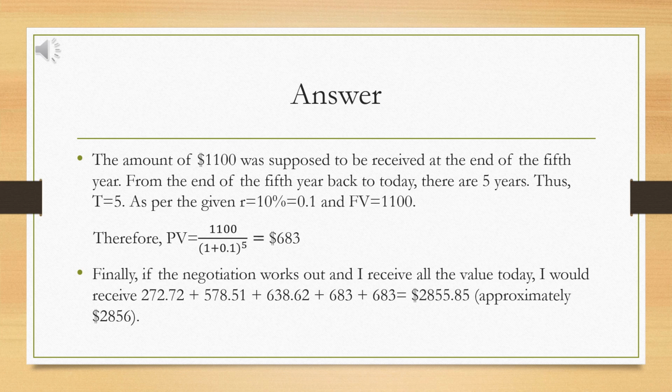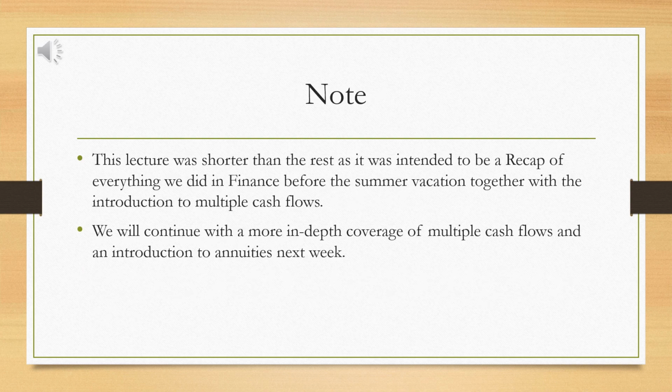Finally, if the negotiation works out and I receive all the value today, I would receive 272.72 plus 578.51 plus 638.62 plus 683 plus 683, which is approximately $2,856.